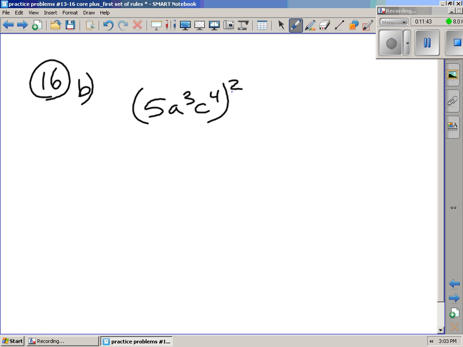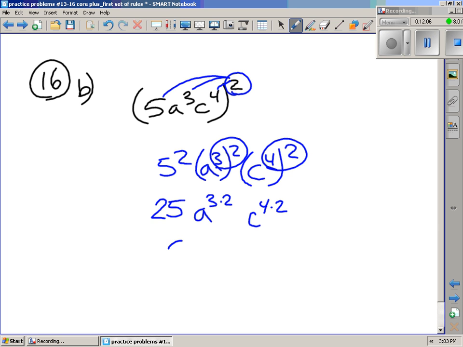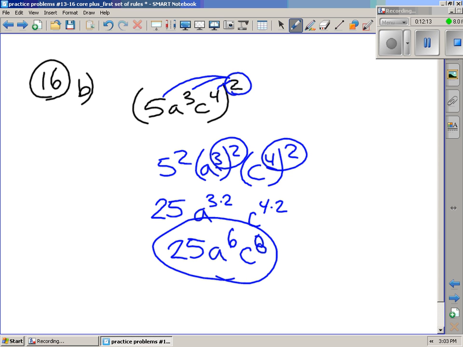16b, we start by taking the power to each piece. So it's 5 squared, a to the 3rd to the 2nd, and then c to the 4th to the 2nd power. 5 squared is 25, a to the 3rd to the 2nd power. We do power to a power you multiply. Again, power to a power you multiply. And we get 25, a to the 6th, c to the 8th.